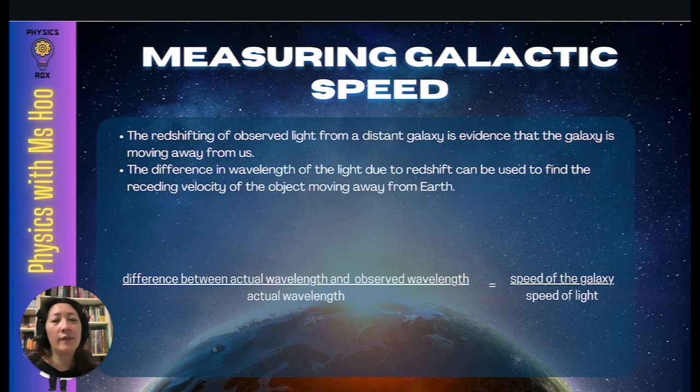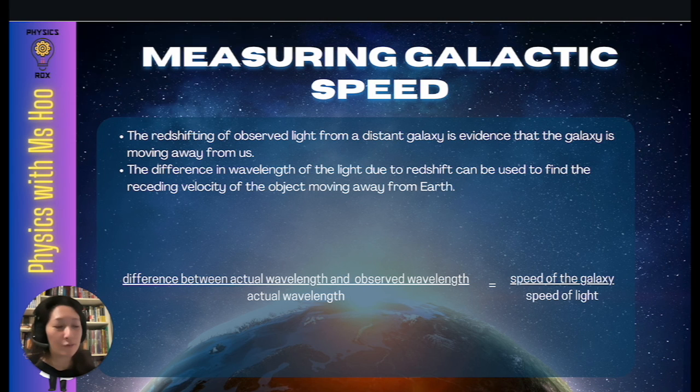Now, the redshifting of observed light from a distant galaxy, as you should know by now, is evidence that the galaxy is moving away from us. The difference in wavelength of the light due to the redshift can be used to find the receding velocity of the object moving away from Earth. The term receding velocity here means the velocity of the object moving away from us.